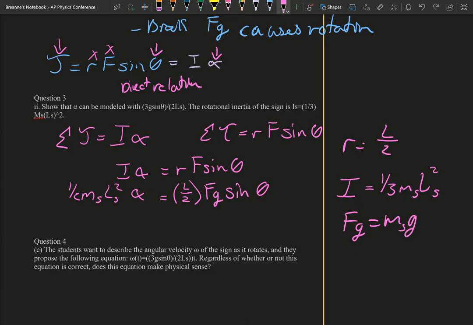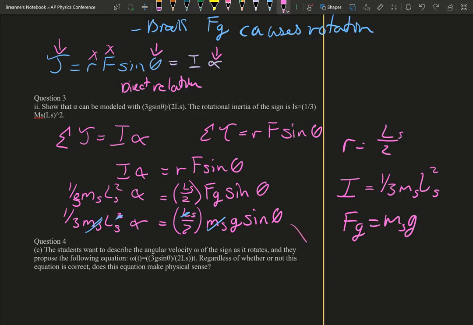Make sure we put that s there. So again, it'd be 1/3. Looks like I put a half there. 1/3 M_S L_S squared alpha equals L over 2 times M_S g sine theta. At this point in time, we can just start canceling. So we have m's on both sides. We have an L on this side. We have an L on that side. That should be L_S. Sorry about that. I kept talking about don't forget your S's. I forgot them.